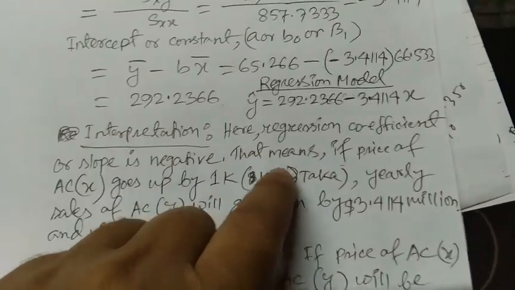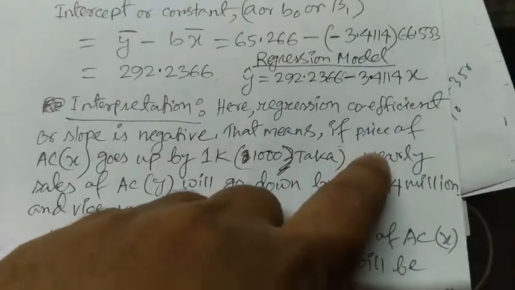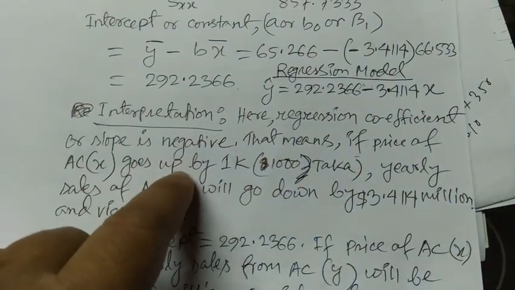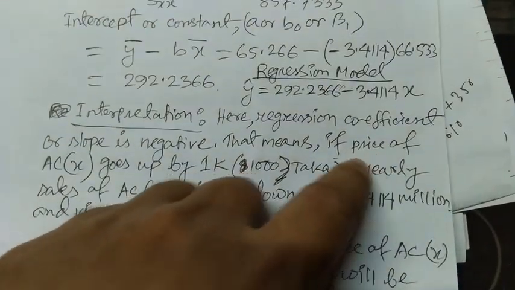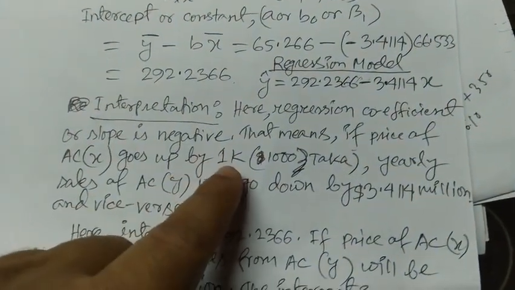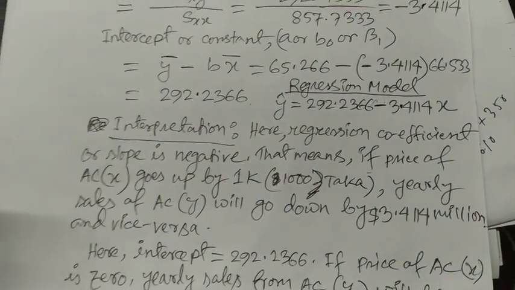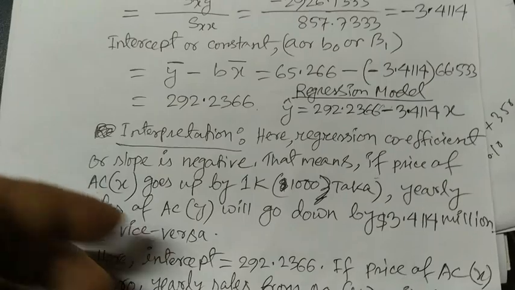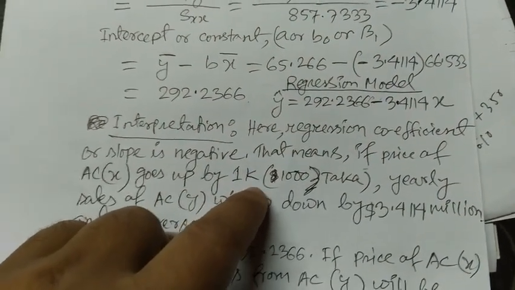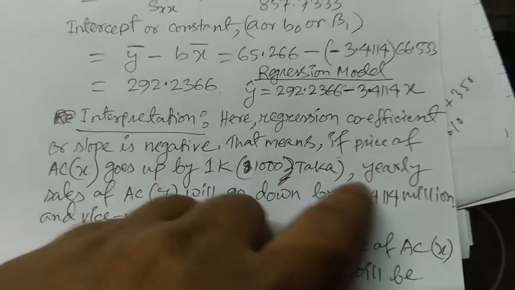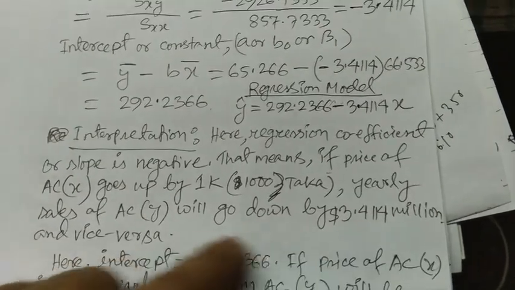Interpretation: here the regression coefficient or slope is negative. That means if the price of AC goes up by 1 unit, and here AC price is in 1000, so 1 unit means 1000 taka, then yearly sales of AC will go down by this $1 million.